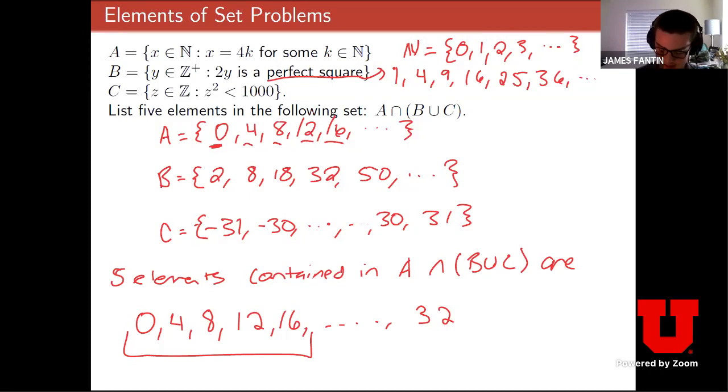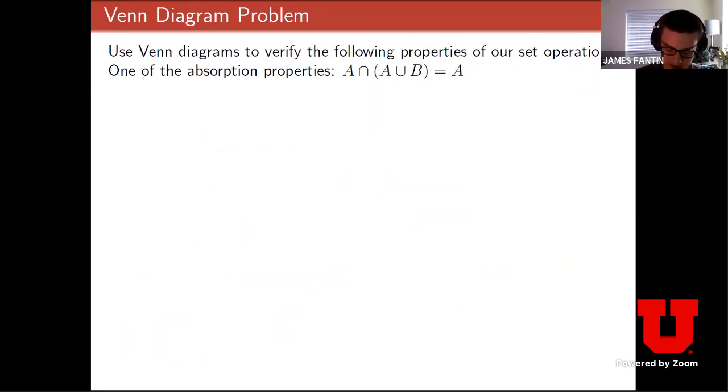Awesome. So let's go ahead to the next problem. So here we've got a problem with Venn diagrams and sets. We need to use Venn diagrams to verify the following properties. And here we're going to verify that absorption properties are true. In other words, that A intersect A union B is just equal to A.